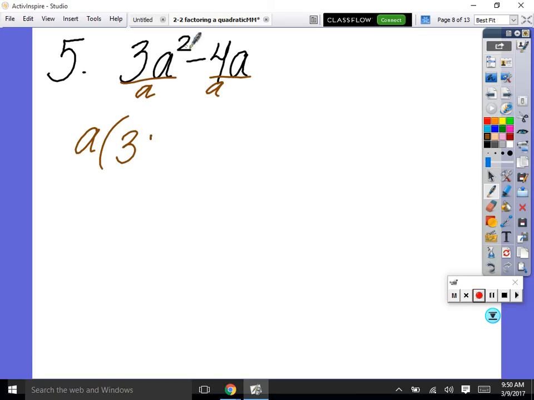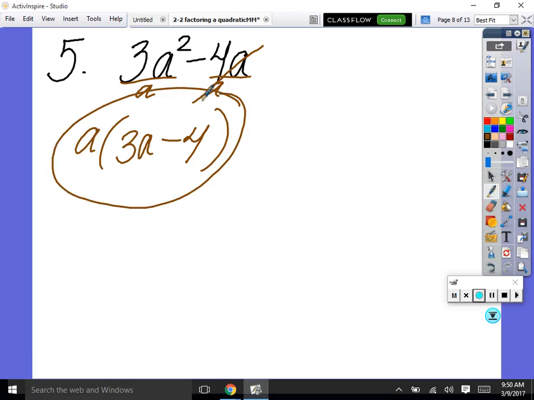Guys, 3? A squared divided by A is A, not A squared, right? And then those A's divide out, minus 4. And aren't we done? Degree 1, degree 1. We're done. That was way quicker than doing it the long way. No, because they don't have a greatest common factor.